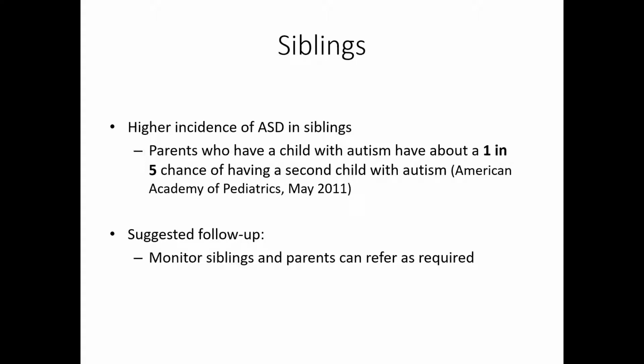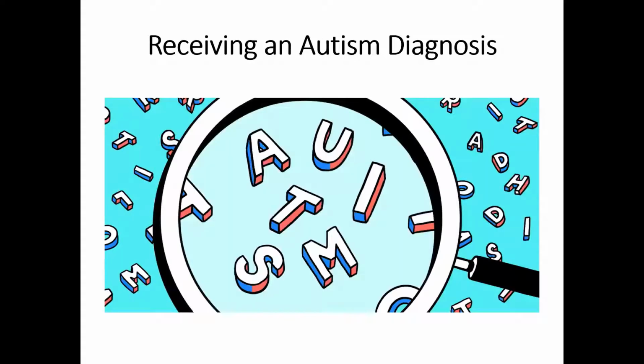So next we'll talk a little bit about siblings. Often parents, when one child gets diagnosed with autism, will ask, if I have another child, are they also going to have autism? And the research shows that there is a higher incidence of autism spectrum disorder in siblings. So parents who have a child with autism have about a 1 in 5 chance of having a second child who also has autism. And it's important just to follow up, to monitor some of those characteristics, and parents can speak to their doctor about that and get referrals for autism assessment as required.